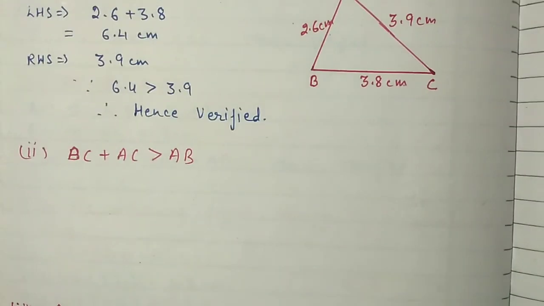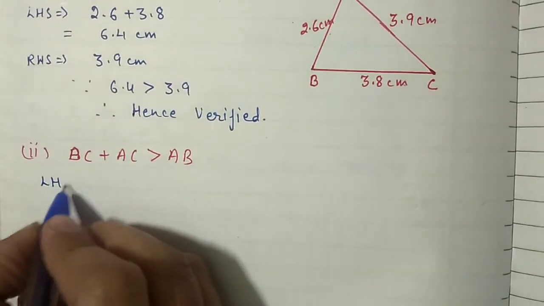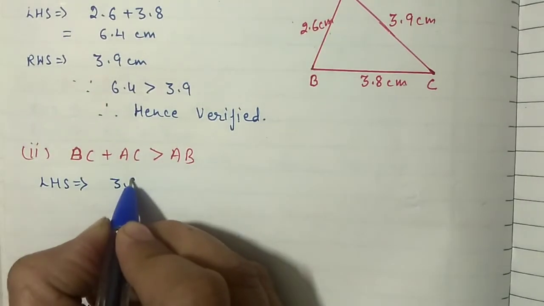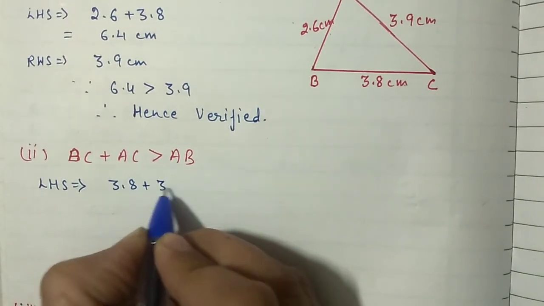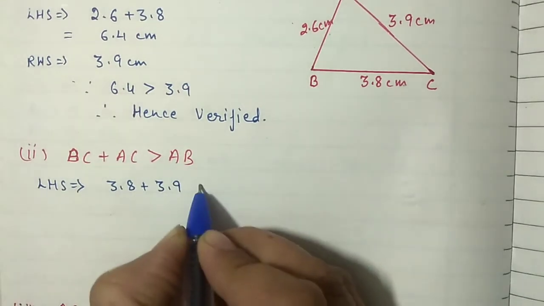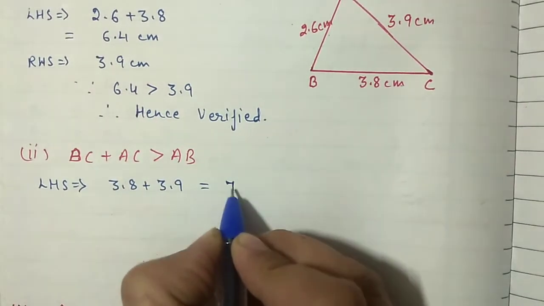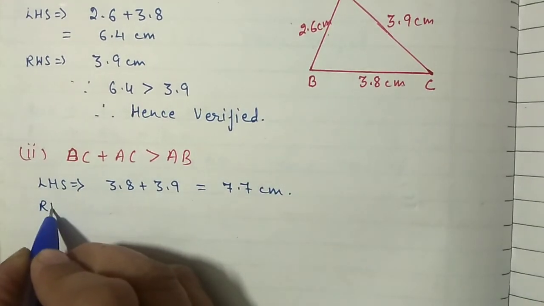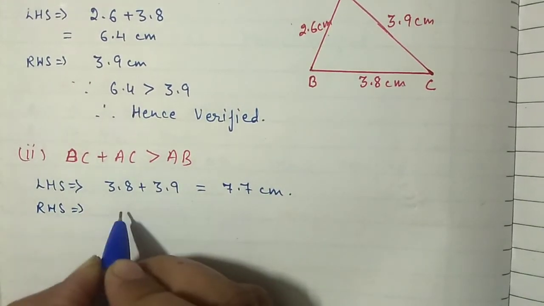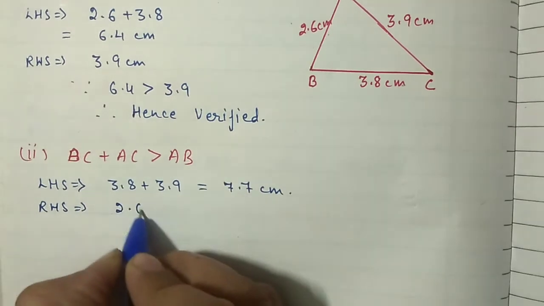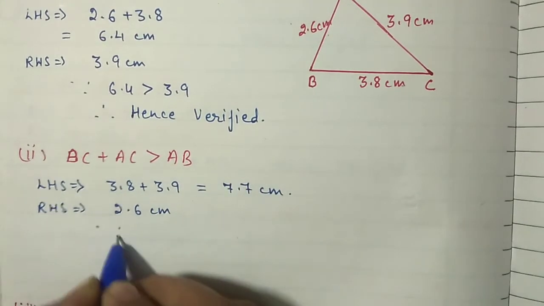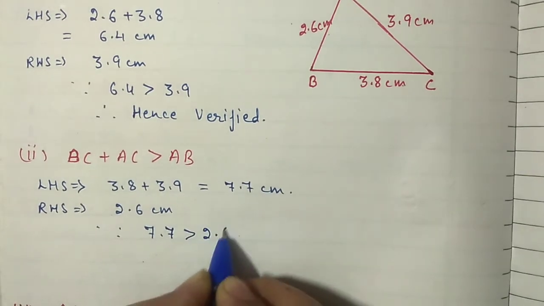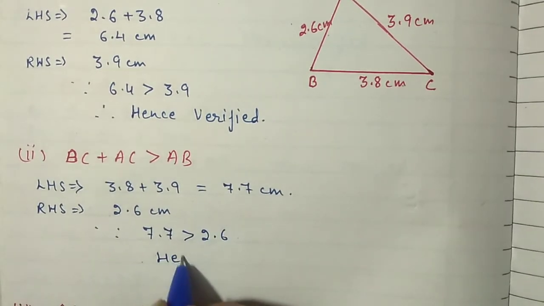Now second one, same thing we will do here. First left side we will substitute the values. BC means 3.8 and AC is 3.9. So 3.8 and 3.9 is 7.7 centimeter. And right side we have AB. AB is 2.6 centimeter. So because 7.7 is greater than 2.6, hence verified.